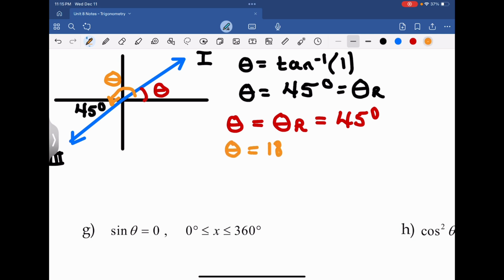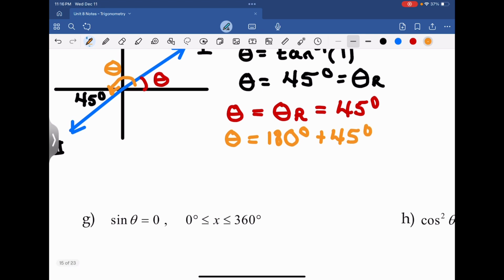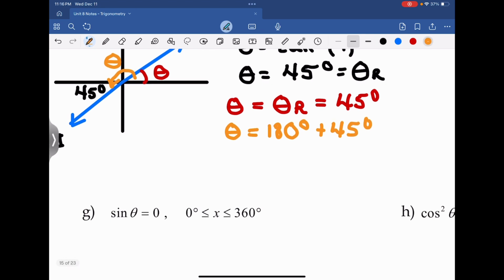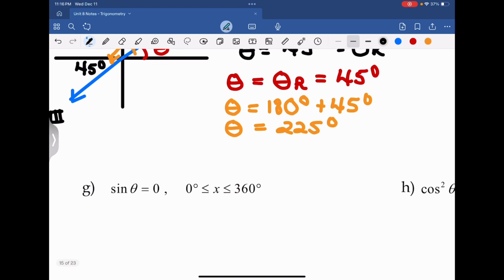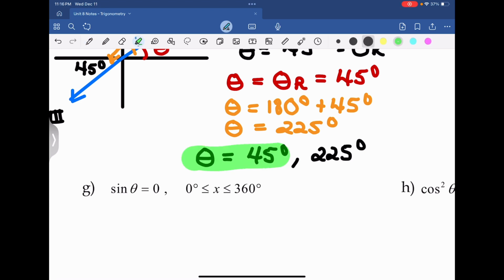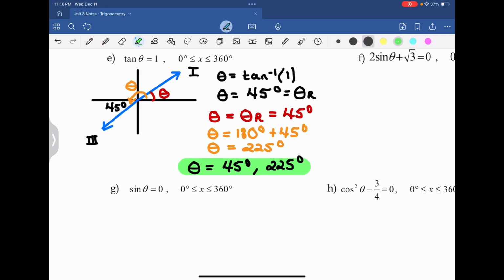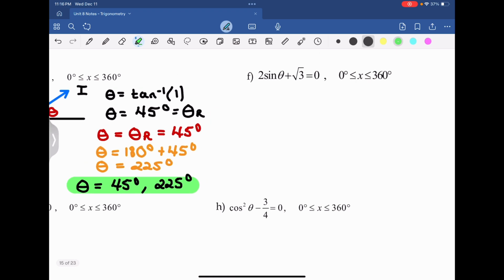Now, if this is a 45-degree angle, it means that anywhere where we have a reference angle is also 45. So to get the orange one, we're going to have to take 180 and add 45. And when we add 45, we're going to get an angle of 225. So this is going to be 225, which is the secondary angle. And now what we want to do is summarize it and go theta is equal to, first of all, 45 degrees, and then second of all, 225 degrees. And this is for when tan is equal to +1 as an exact value.